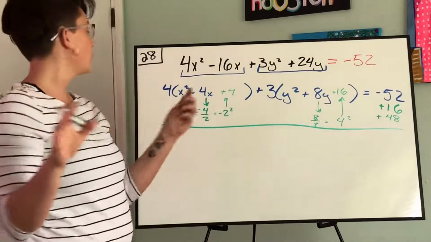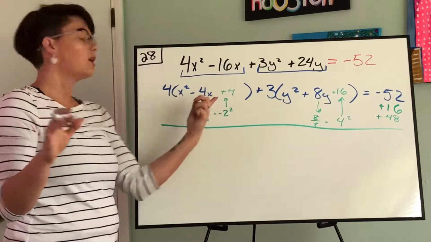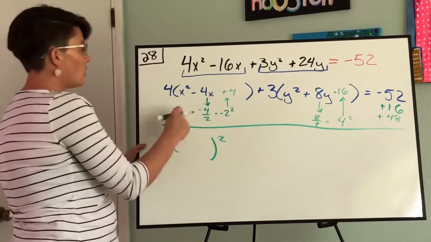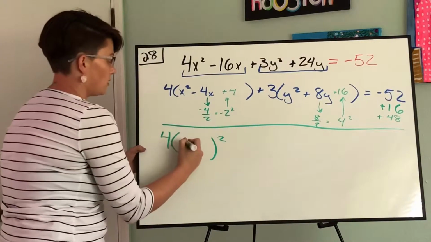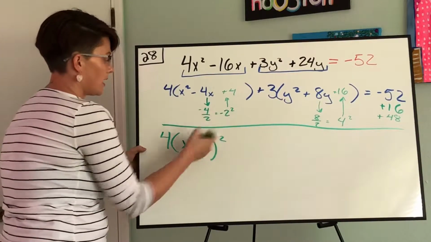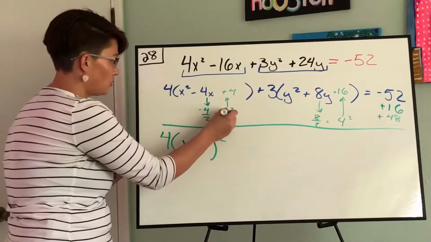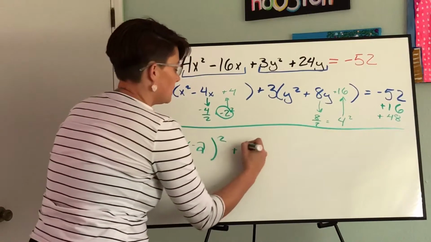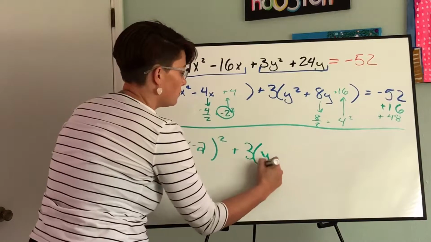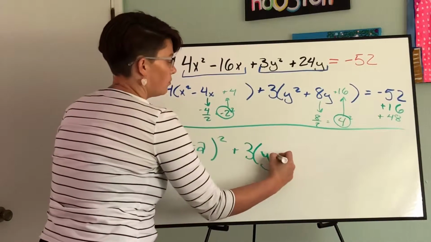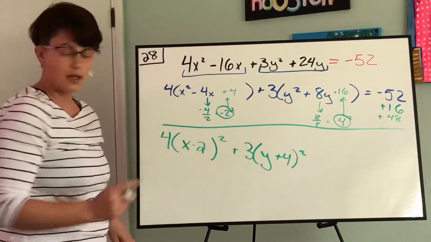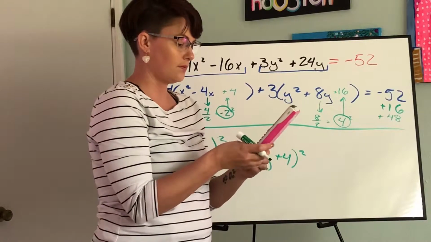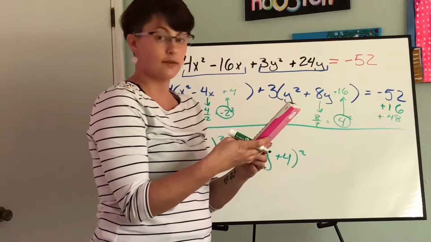And then we want to rewrite these as perfect squares. So you have the 4 out front, and then this would turn into x minus 2 squared. And if you didn't know, the reason I know just off the top of my head that this is minus 2 is because when I divide the middle term in half, that's what goes here. And then we have the plus 3 times, and then this is going to be y plus 4 squared. And then we have to total up negative 52 plus 16 plus 48. And that gives us 12.